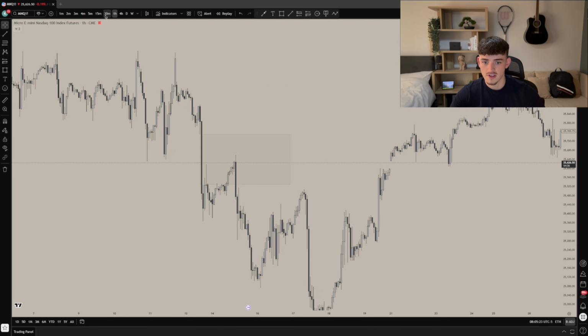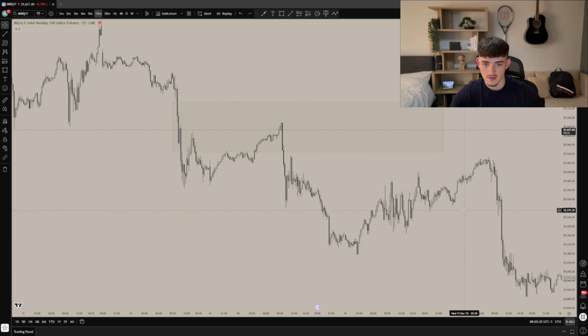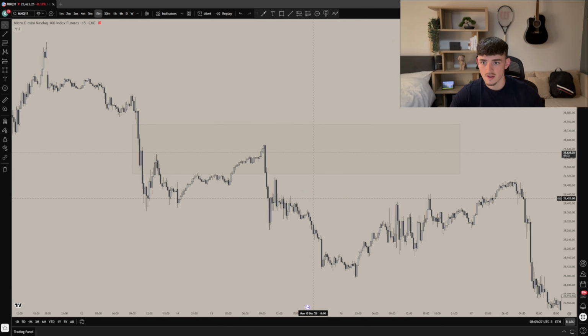We drop to the 15, find that. There we go, we have that market structure shift here, and then we look to get that 15 minute or that 1 minute entry or whatever it is, up to the 5 minute entry down below to go bearish, and we clearly respected this 15 minute. There we go.